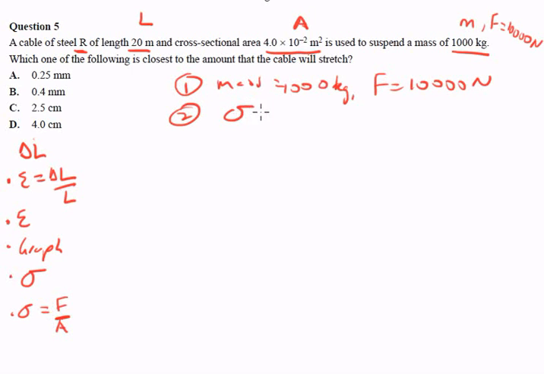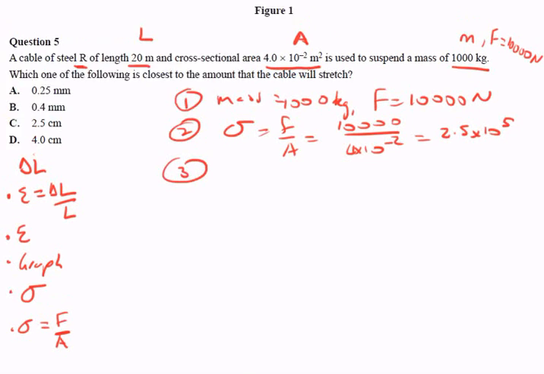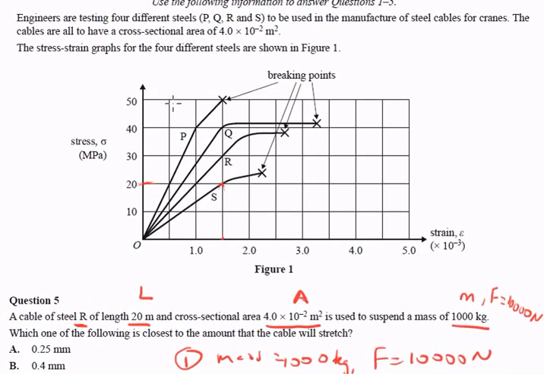This one here. The stress equals force over area, which equals 10,000 over the area they've given us here, 4 by 10 to the minus 2, which gives me for my stress value 2.5 by 10 to the 5. Alright, let's read that off the graph. 2.5 by 10 to the 5.